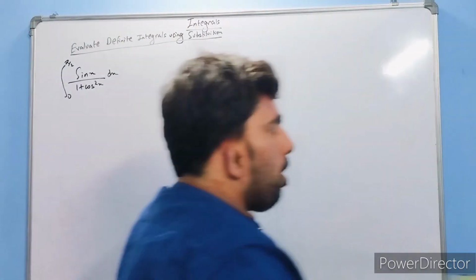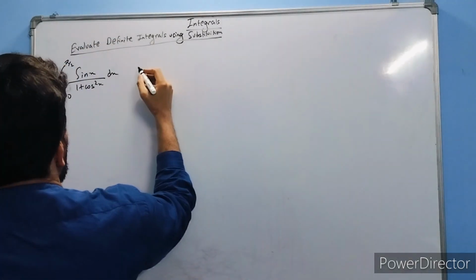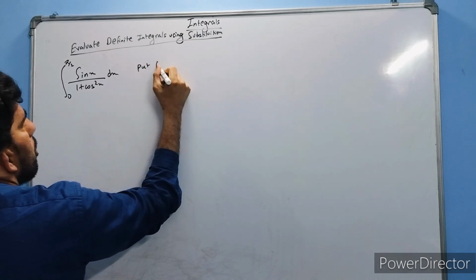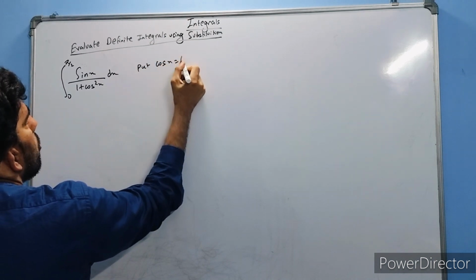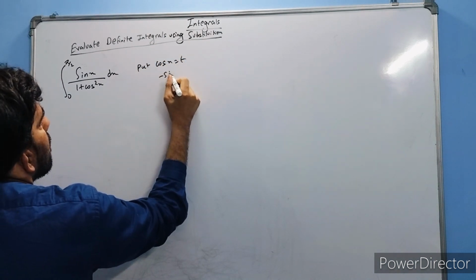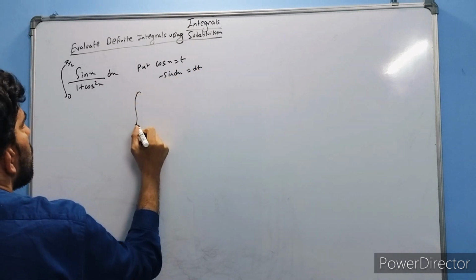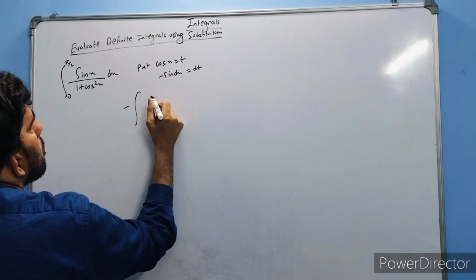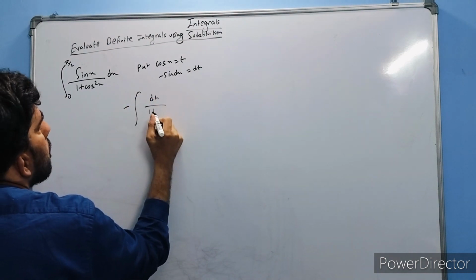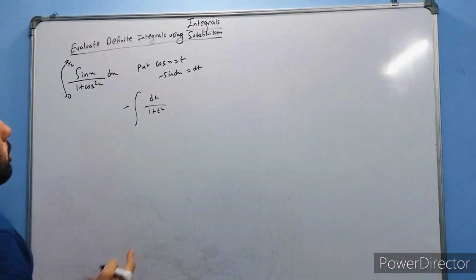Okay, so now what we can do here is put cos x is equal to t, so that minus sin x dx is equal to dt. So now I can put the minus outside, so dt upon 1 plus t square. The limits will also change.